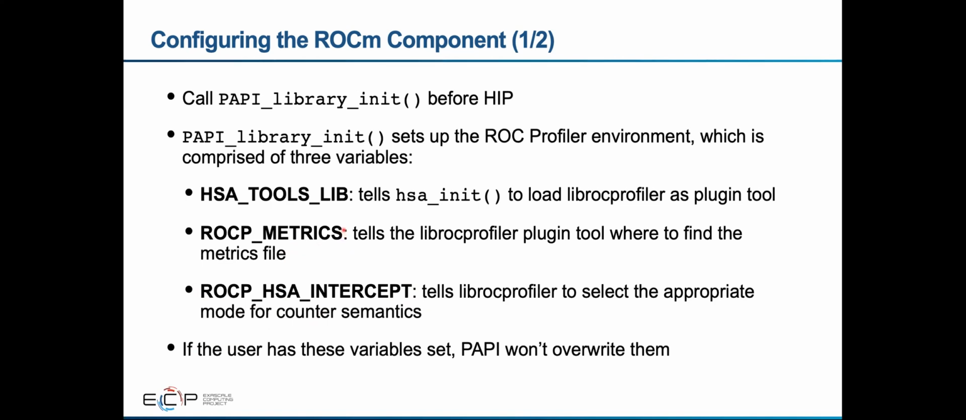One possible usage of this behavior is that, for example, the user has a development set of metrics that is separated from the main installation of ROCm and ROC profiler, and can basically point to this development or experimental set of metrics by manually setting ROCP_METRICS.